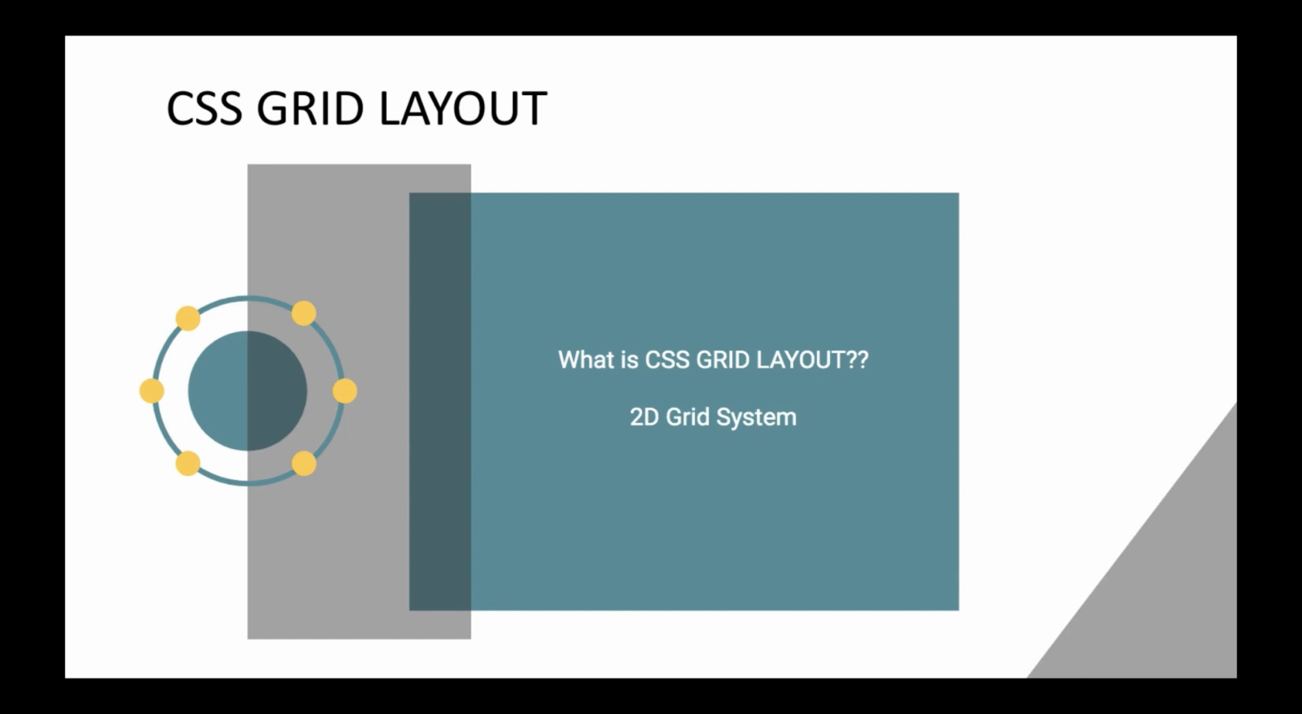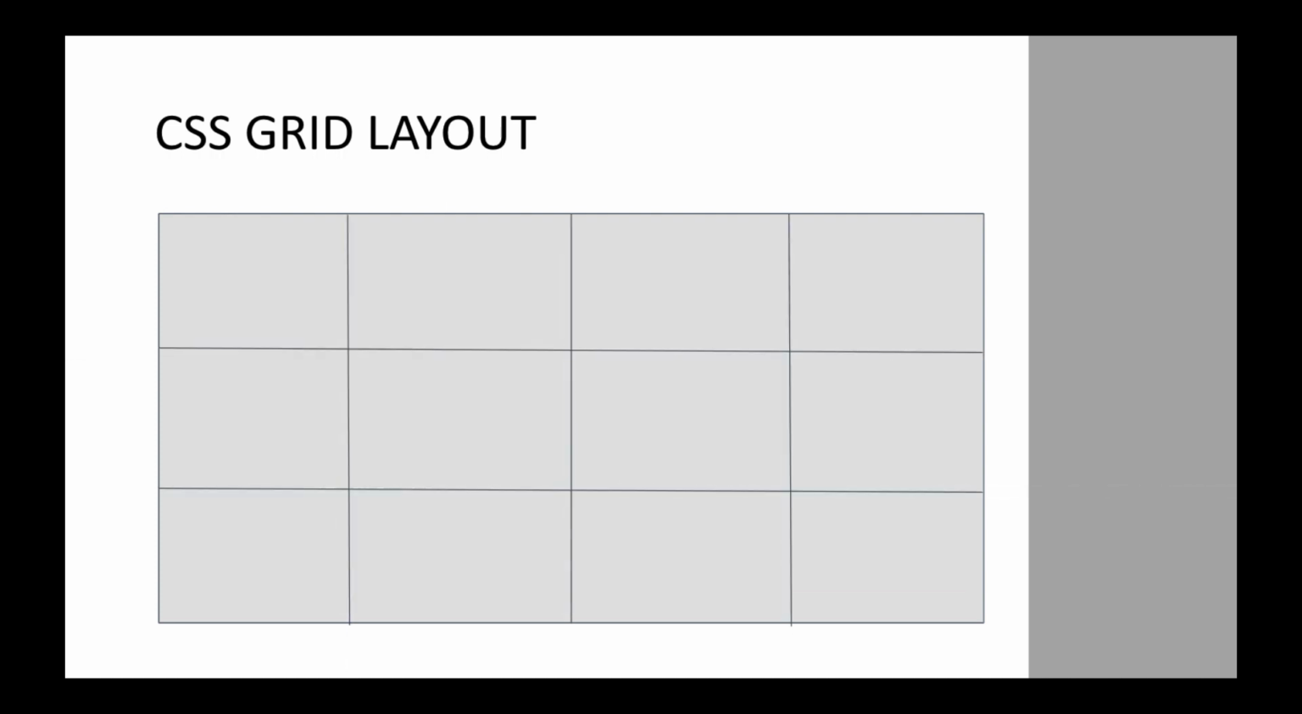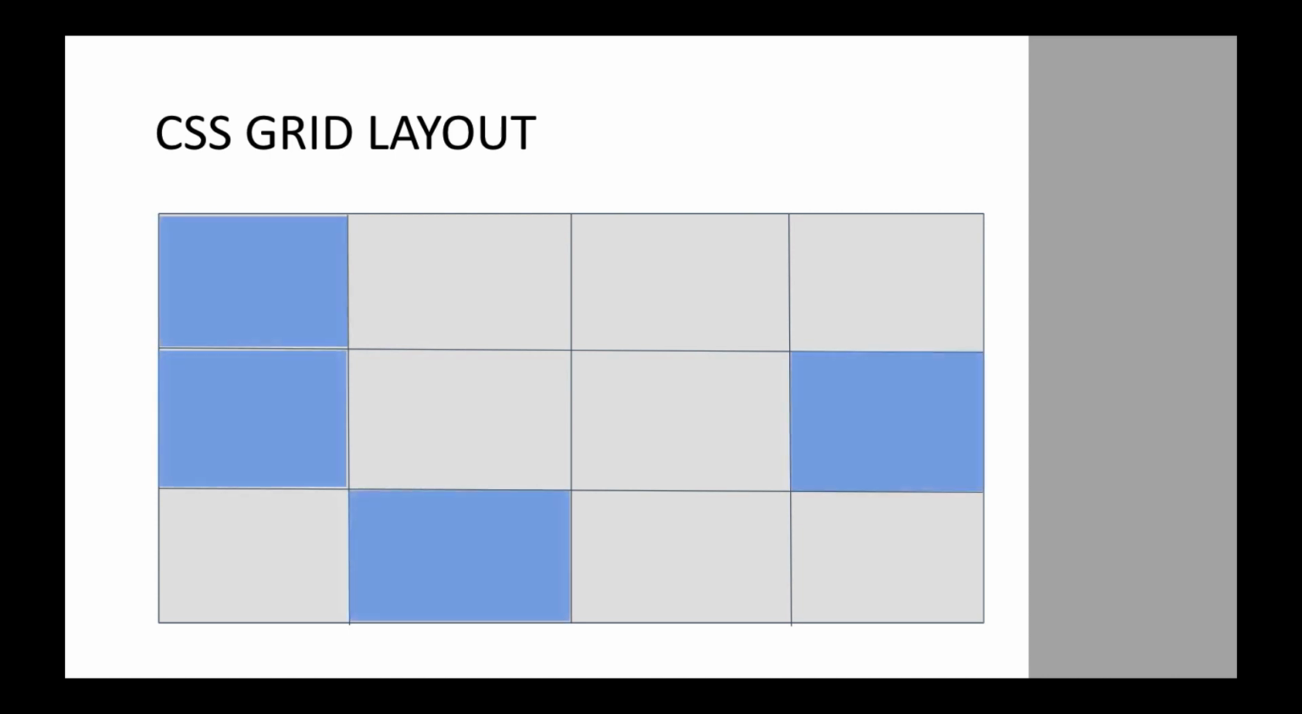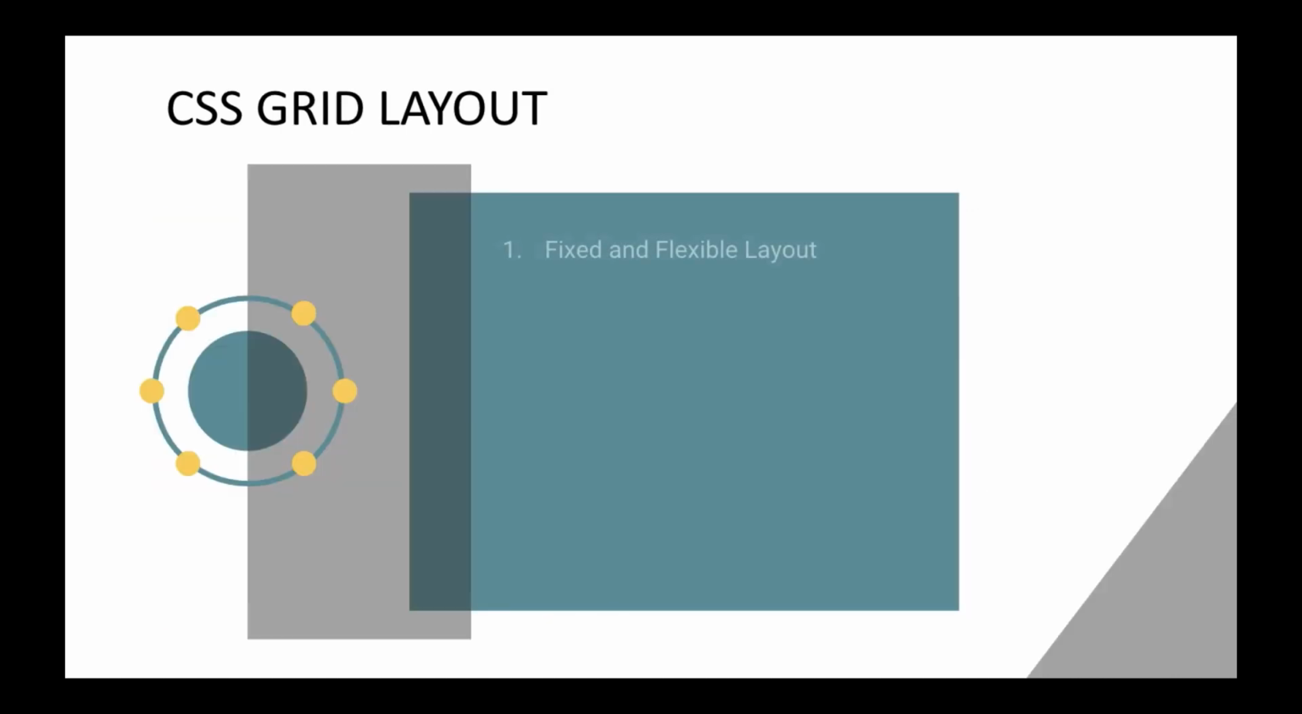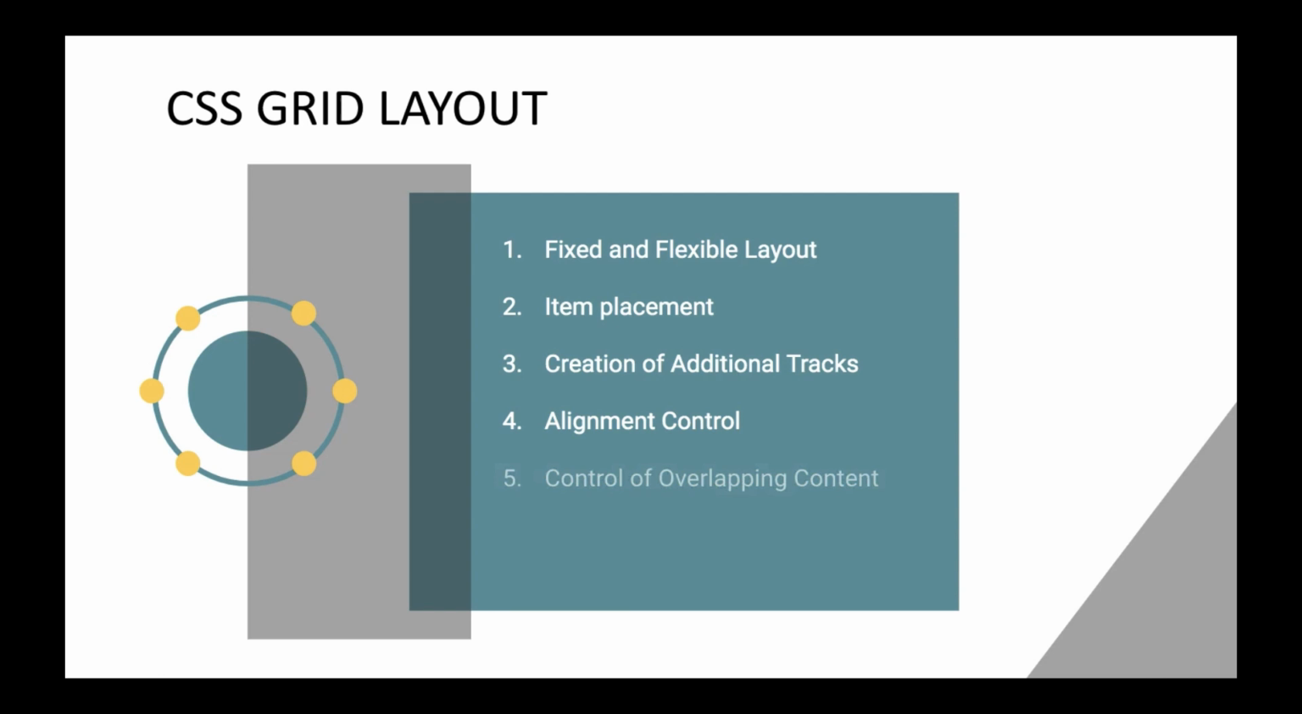To use CSS Grid Layout, we need a grid container. This container is basically a set of horizontal and vertical lines. Respecting these vertical and horizontal lines, our row and column elements are placed. CSS Grid Layout gives fixed and flexible track sizes, item placement, creation of additional tracks to hold content, alignment control, control of overlapping content. So let's understand these one by one.